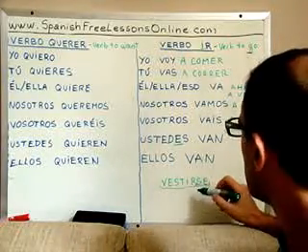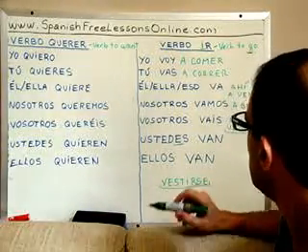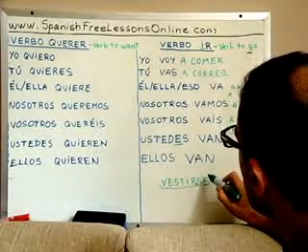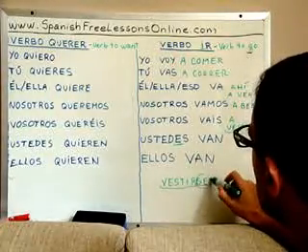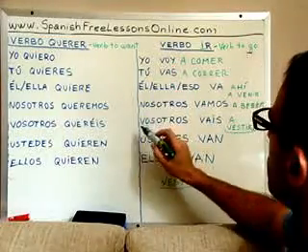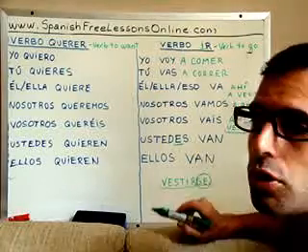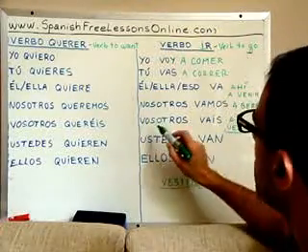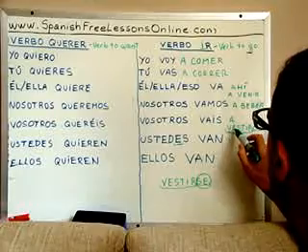And when you conjugate the verb, you always need to change the ending for the pronoun. So for vosotros, you change it to vestidos. You're going to dress yourself. You will dress yourself. Vosotros vais a vestiros.